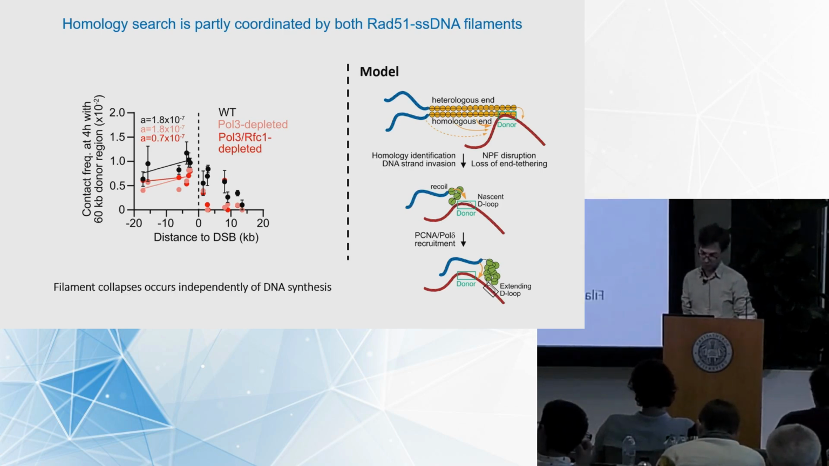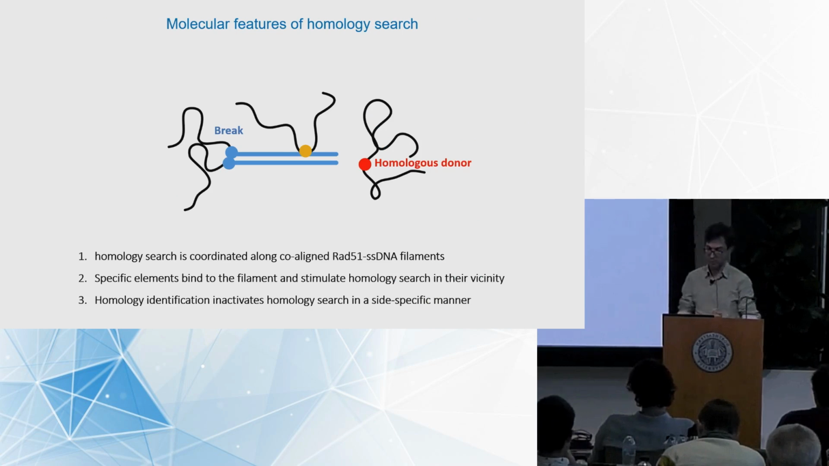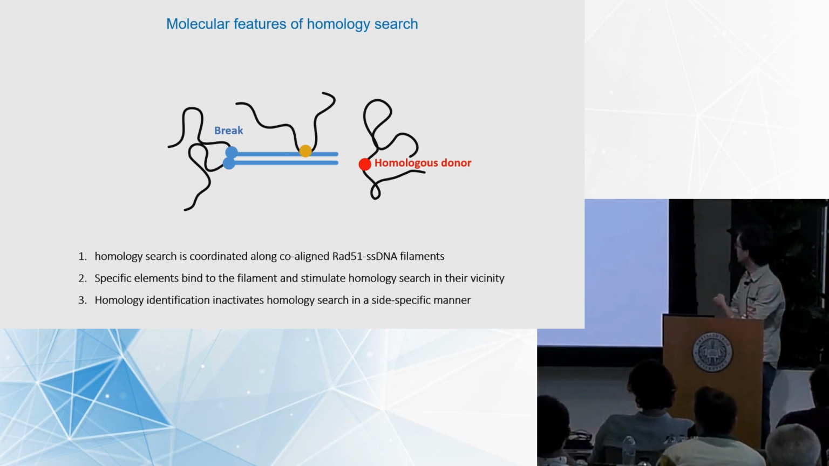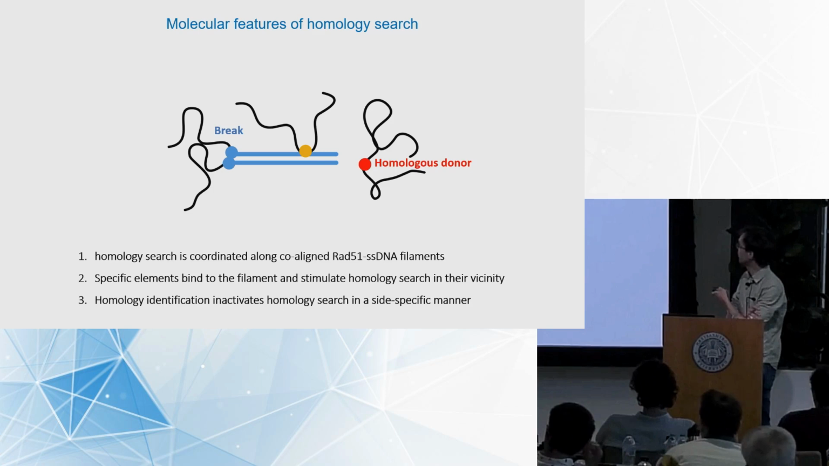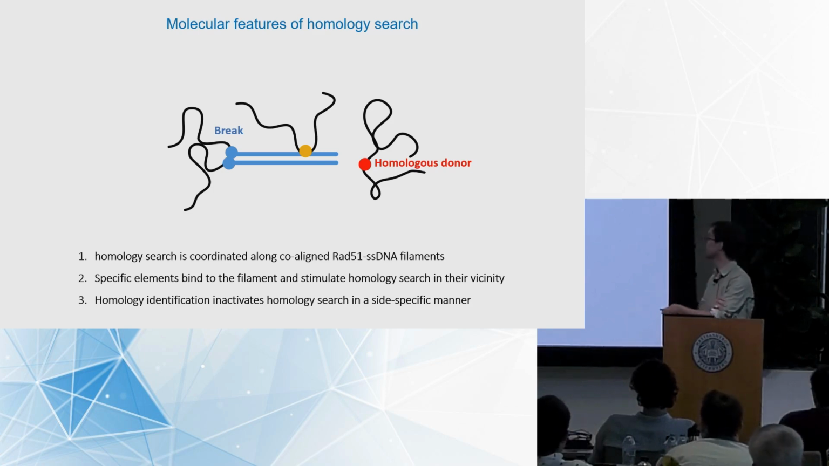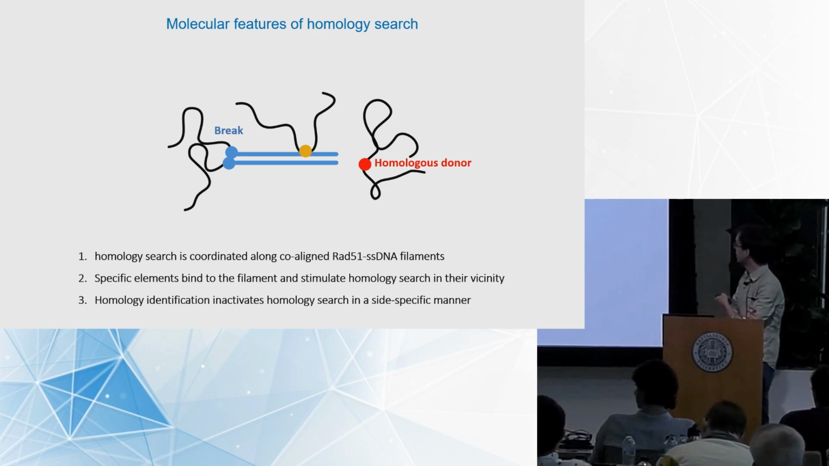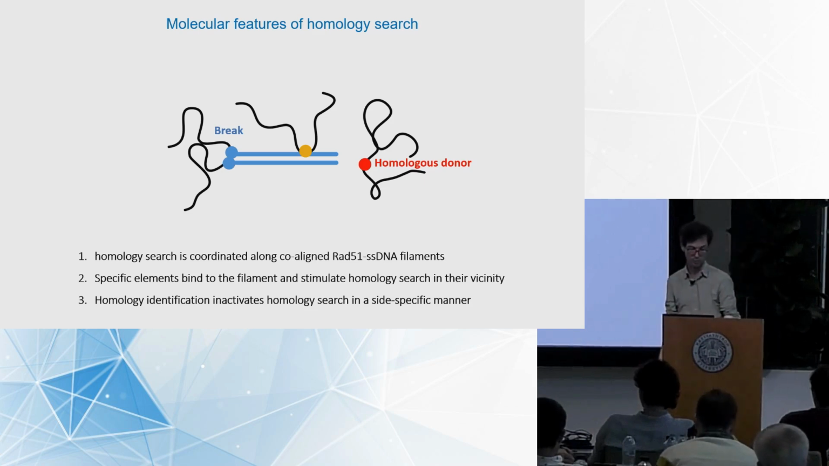All right, so this is my second summary. Homology search is coordinated along co-aligned Rad51 filaments. There are specific elements on chromatin that interact with this filament and that bias homology search toward the site, and homology identification inactivates the filament homology search in a site-specific manner.